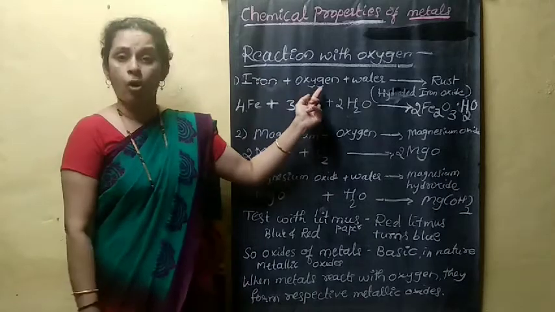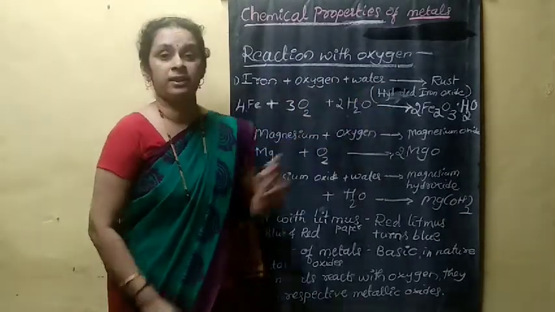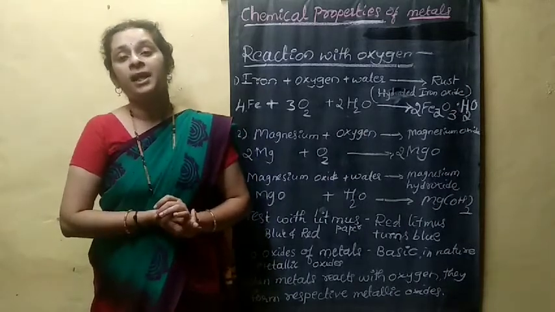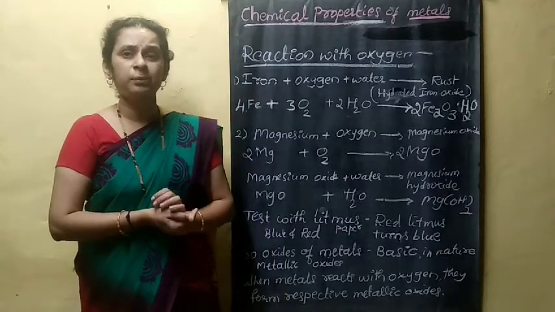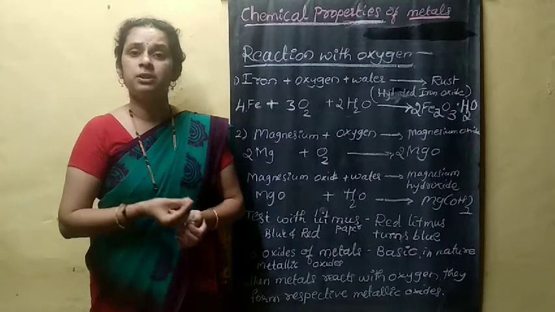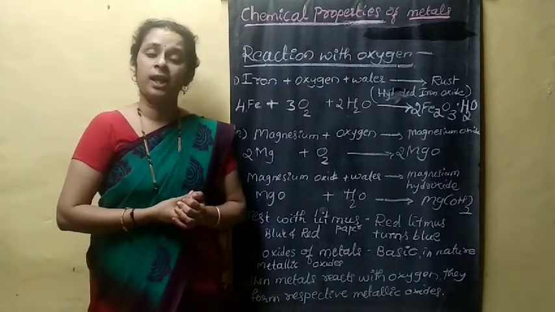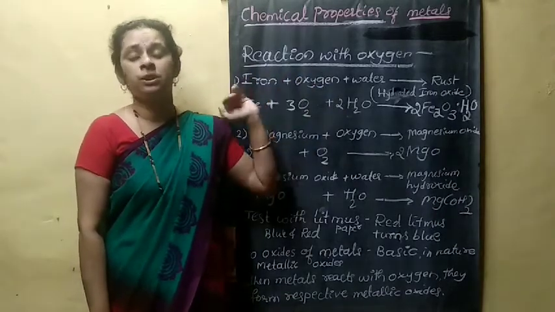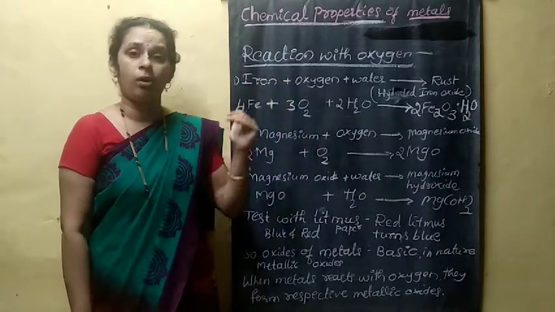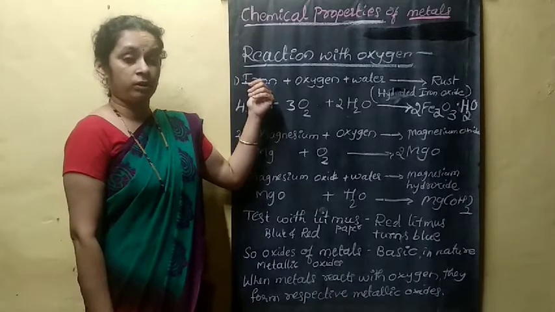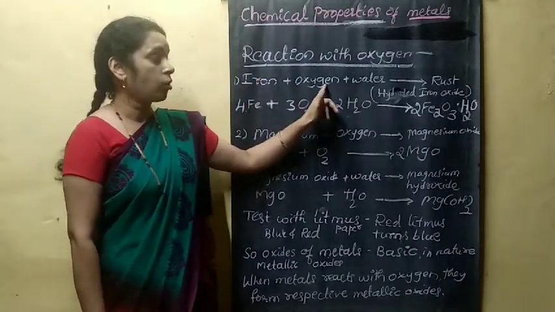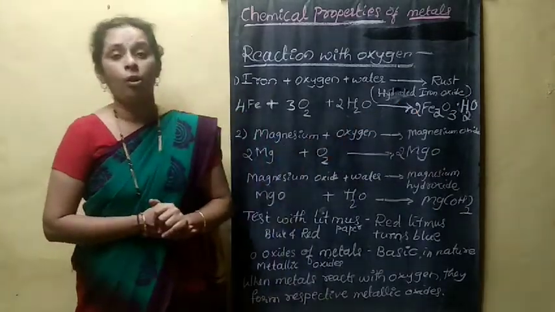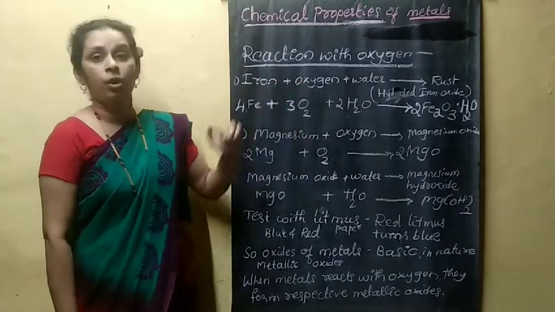When iron reacts with oxygen and water, it forms rust. That rust is nothing but hydrated iron oxide. It is an oxide of iron, hydrated iron oxide. That means iron oxide is mixed with some water molecules. That's why it is considered hydrated iron oxide. This is a word equation, showing how iron reacts with water and oxygen of air. You have to note all these reactions while watching the videos. Iron reacts with oxygen and water and forms rust. Rust is nothing but hydrated iron oxide. This is the reaction of iron with oxygen.